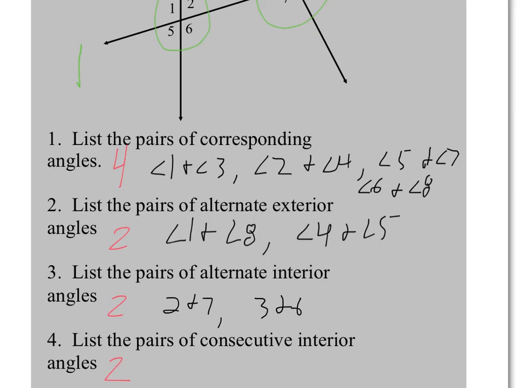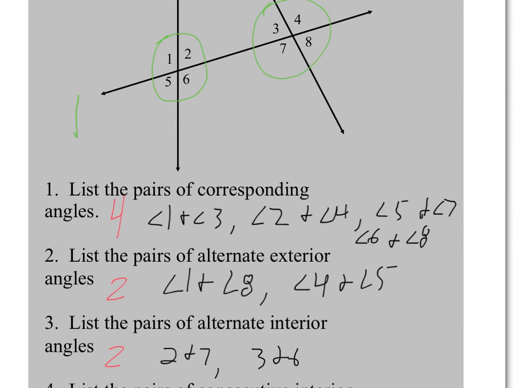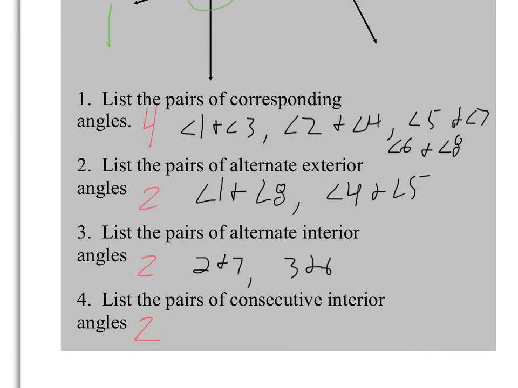And finally the consecutive interior angles would be angles 2 and 3 and angles 6 and 7. Hopefully you got that. That's what you need to get out of today, basically. Understand parallel, perpendicular, and skew, and understand when we have 2 lines intersected by a transversal, being able to name our angle pairs.